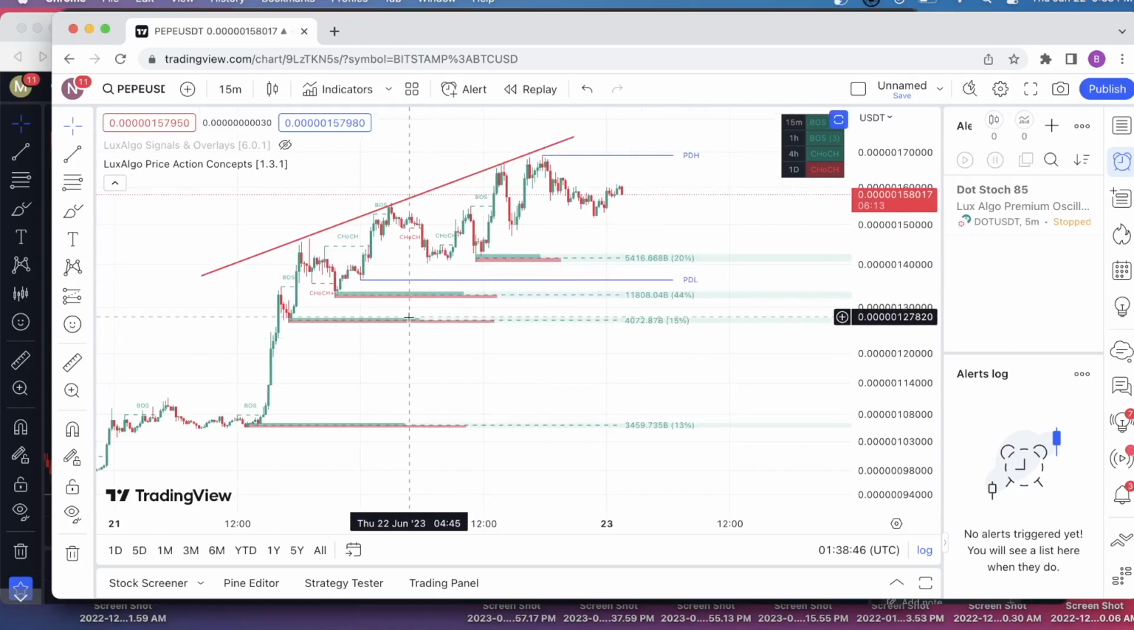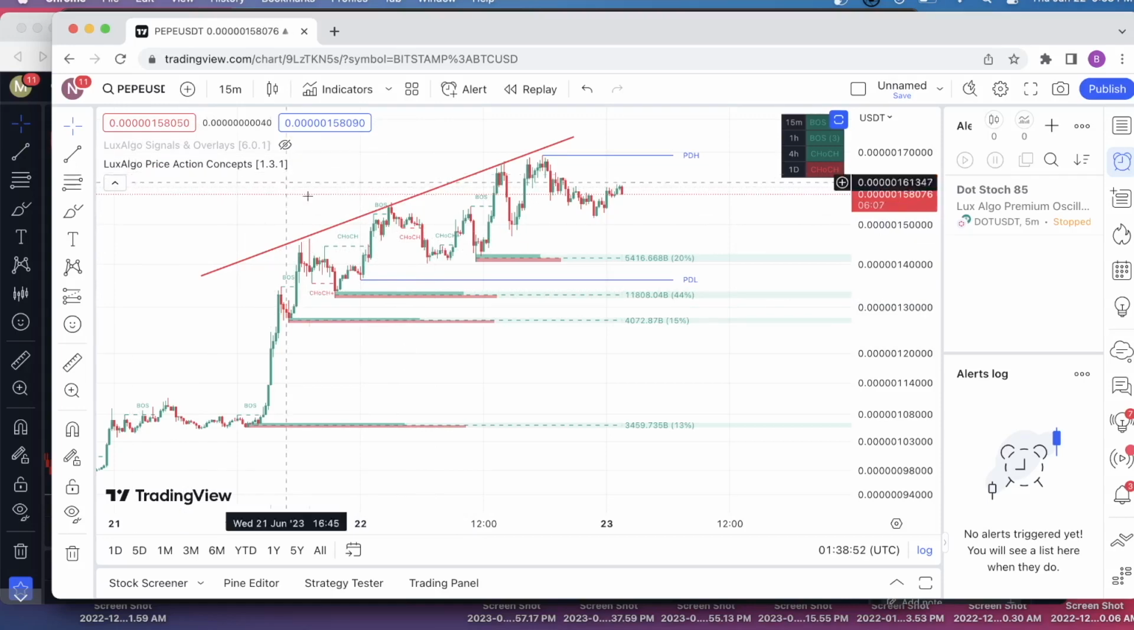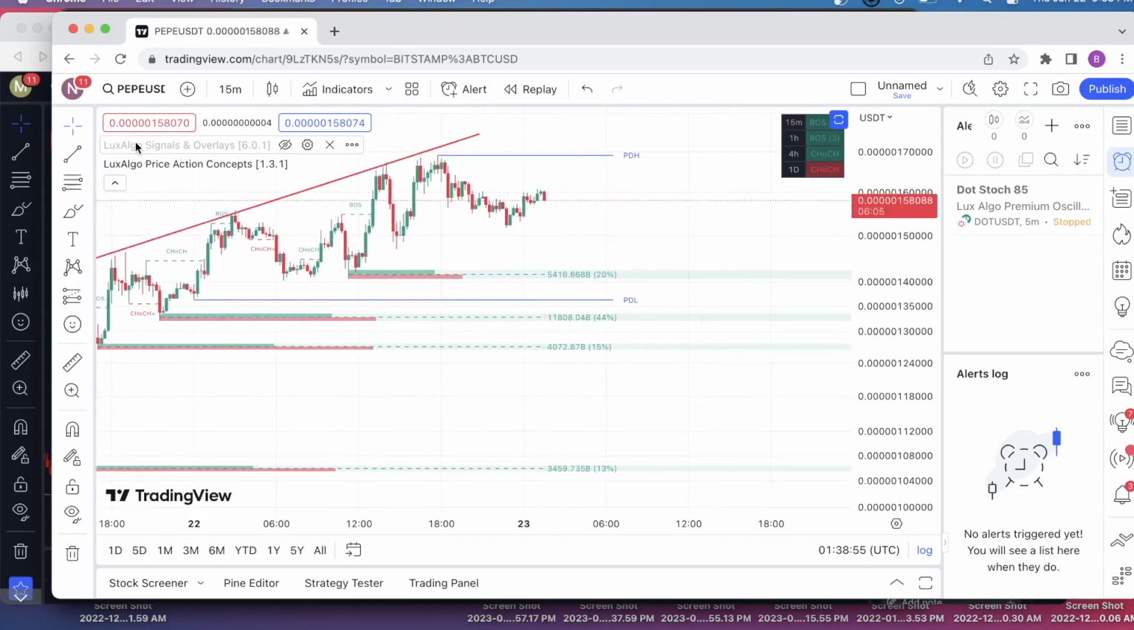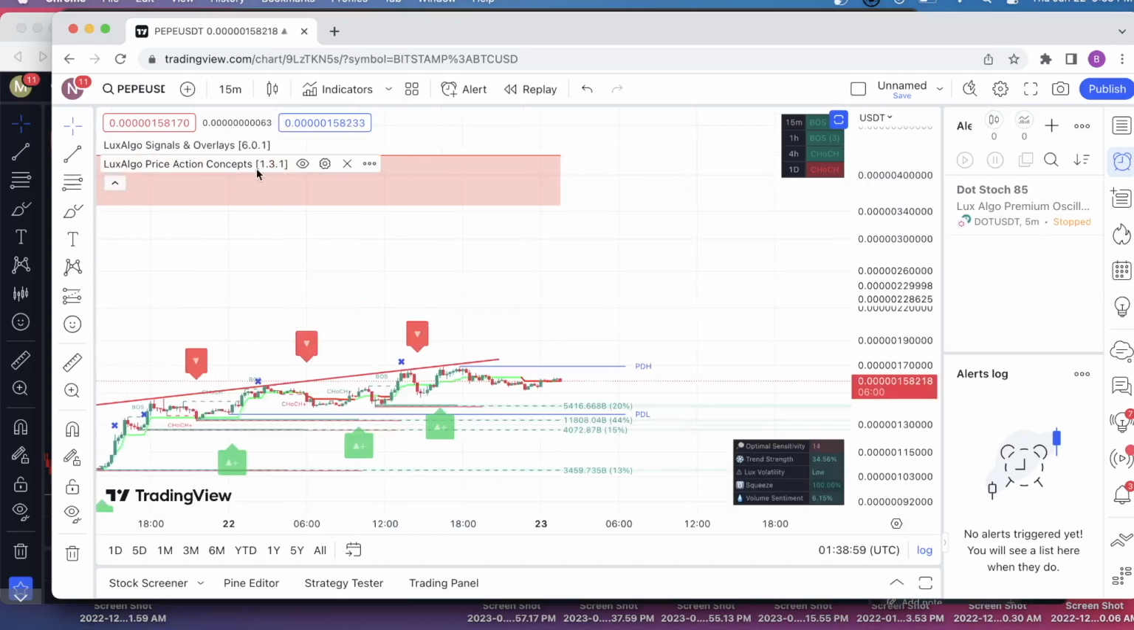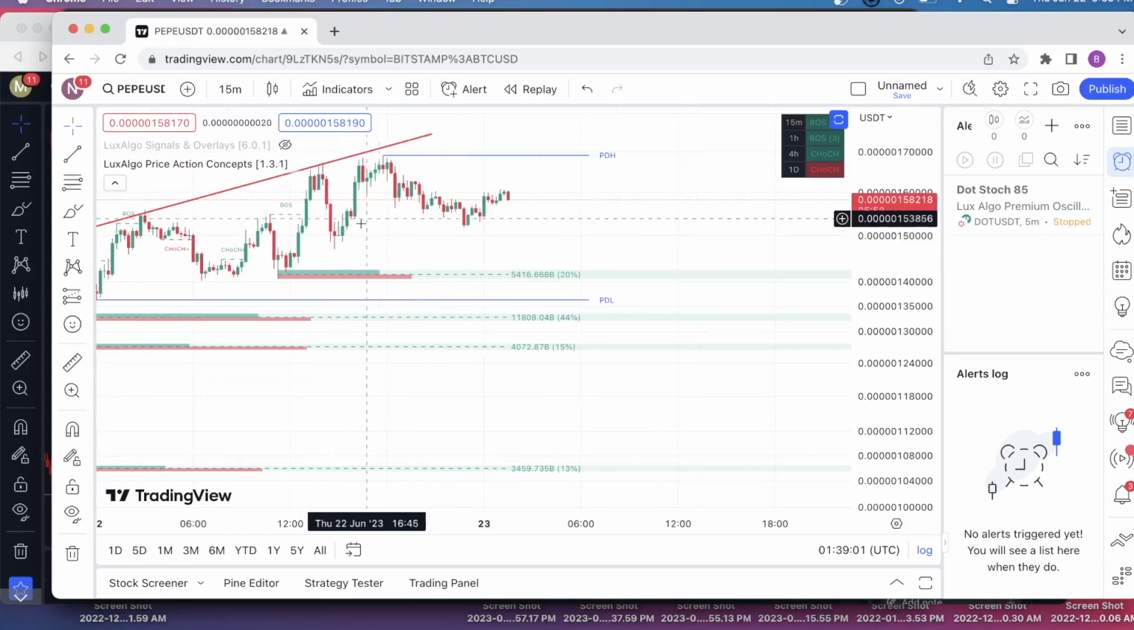And again, this indicator is called Lux Algo Price Action Concepts. It's a paid indicator though, guys. It's an indicator that has a lot of different features. But let's take that off, keep it clean.